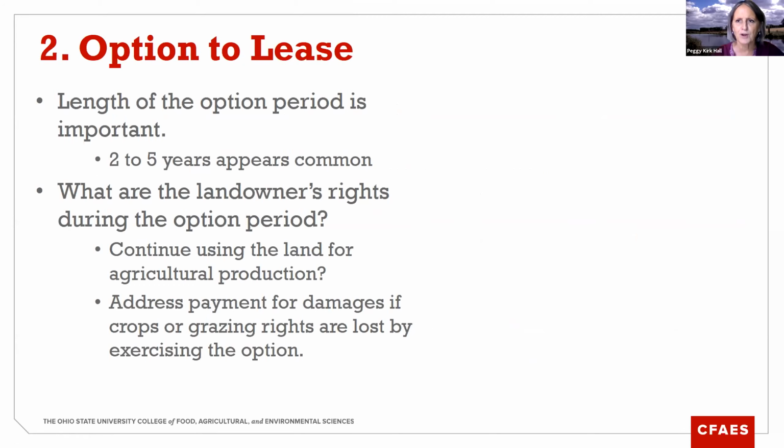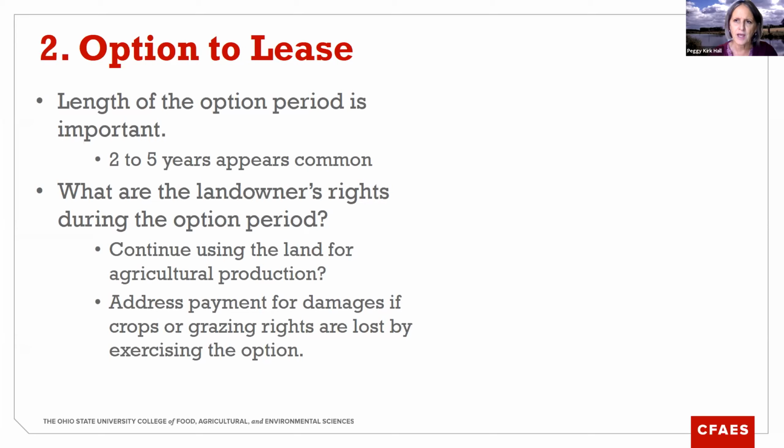So the length of that period can vary. And I think it's going to be dependent upon where the developer is in the project development, in the life of that project. How far along are they? They may need more time on some projects than on others. But here in Ohio, 2 to 5 years appears to be a common period for that option or that development phase. And so it's important to ask, okay, if I've made a commitment during this time, what can I do on the land during that time period?